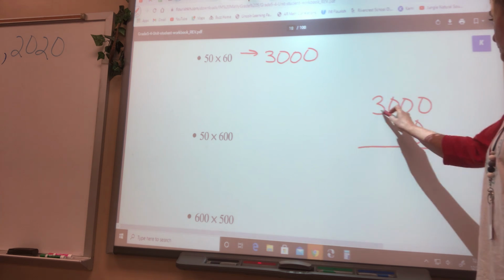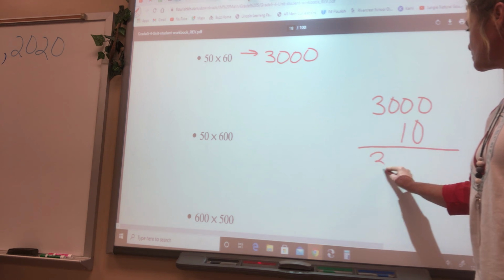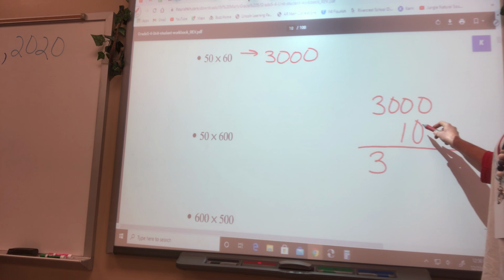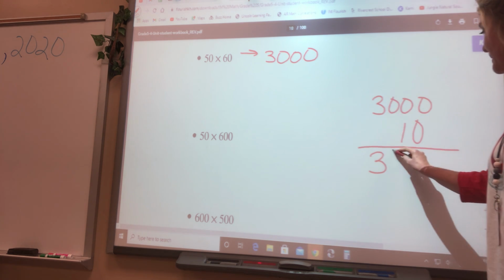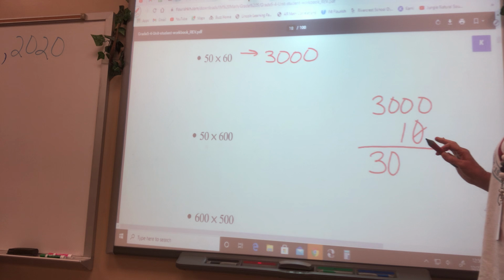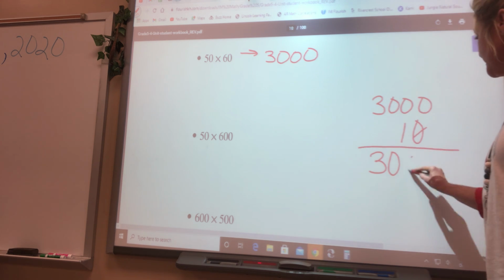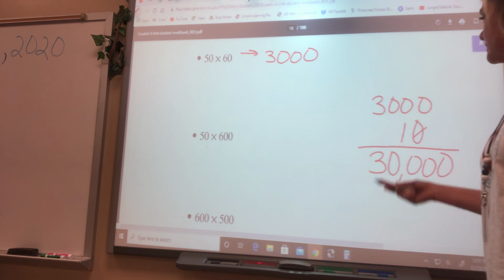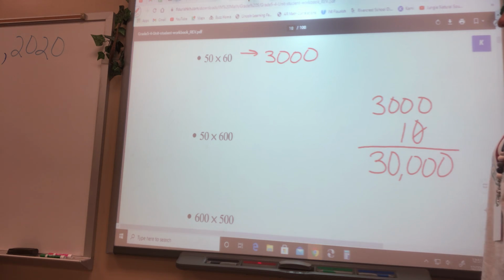Multiply my whole number parts. 1 times 3 is 3. Or 10 times 3 is 30. Used that 0 already, and I have 1, 2, 3 remaining zeros. So I would get 30,000.